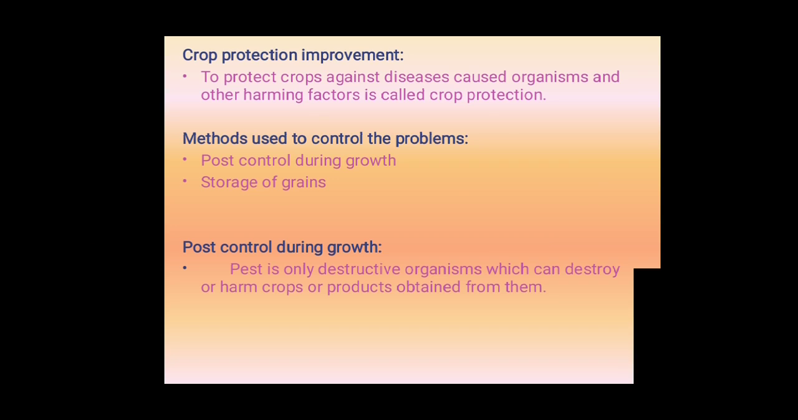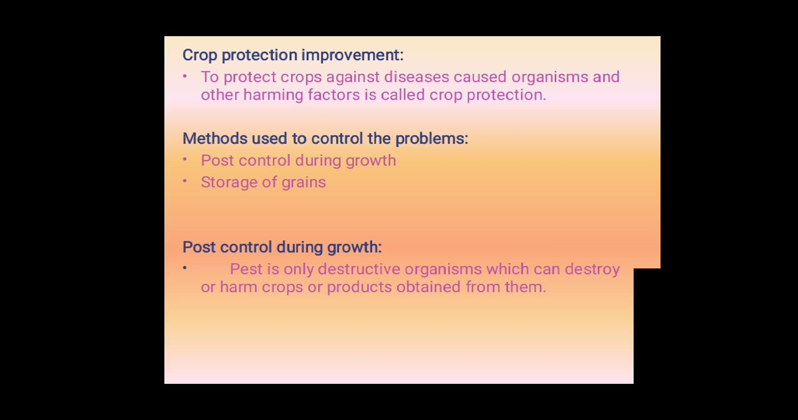Protection improvement. To protect crops against diseases caused by organisms and other harming factors is called crop protection. What do you mean by crop protection here? We have to protect the crops from the diseases or disease causing organisms, that means pathogens. Different methods are used for controlling the problems in the crop area. There are two methods: pest control during growth, and second one is storage of grains. By these two methods we are controlling the problems in the crop yield.